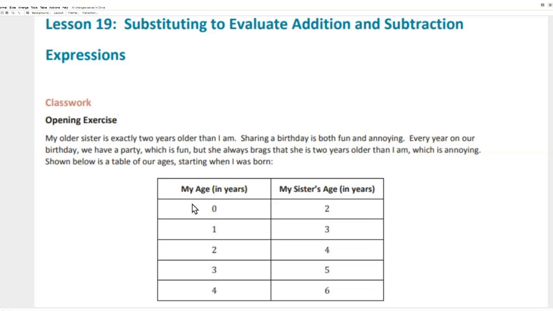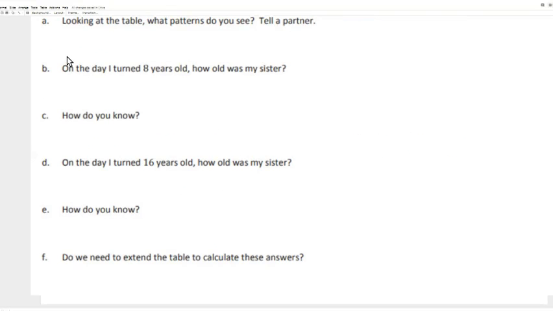So if this is my age right here and I was 0, my sister's age would be 2 because she's 2 years older than I am. And then so forth. As I was 1, she was 3; 2, 4; 3, 5; and then 4, and of course 6. So this is a little breakdown in table form. From this table, we're going to answer a few questions.